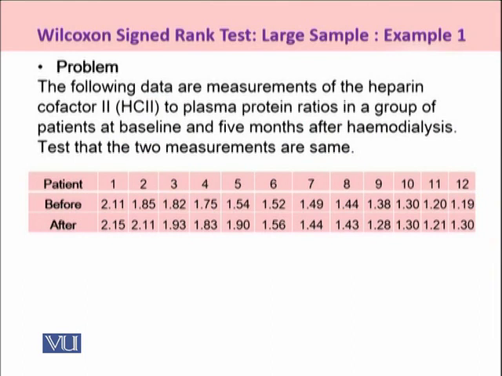So the problem in hand is the data which is being given before you. These are the measurements of the heparin cofactor 2 to plasma protein ratios in a group of patients at baseline and 5 months after hemodialysis. Test that the two measurements are the same at 5% level of significance. Students, as you can observe, there were 12 patients in total, and their before and after hemodialysis values are being shared with us. That means it is a related sample.